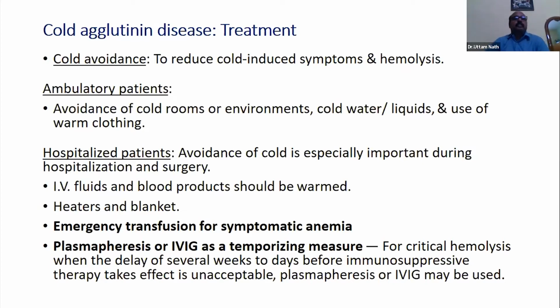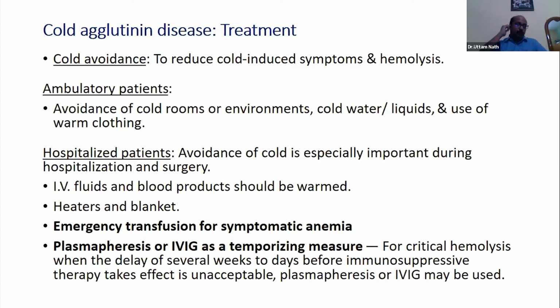Cold agglutinin disease: the most important treatment management is to avoid cold, including cold IV fluids and exposure to cold. RBC transfusion must be administered through an inline warmer to avoid this cold-induced hemolysis. Plasmapheresis or IVIG can be used as a temporizing measure.